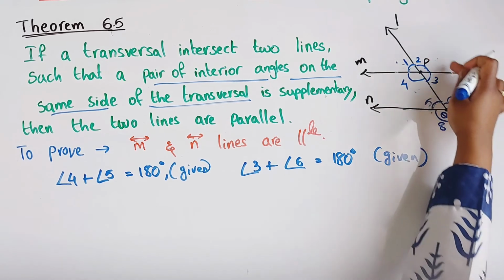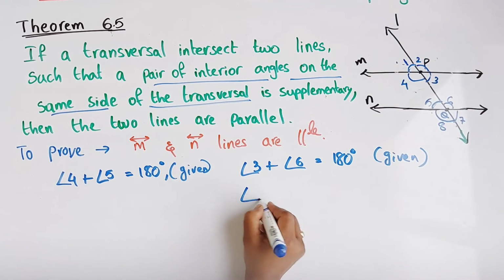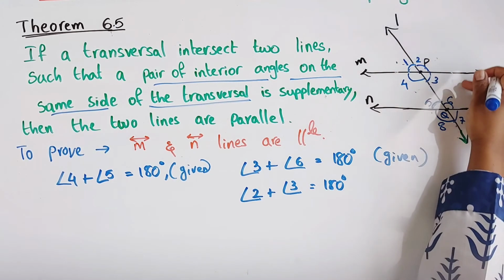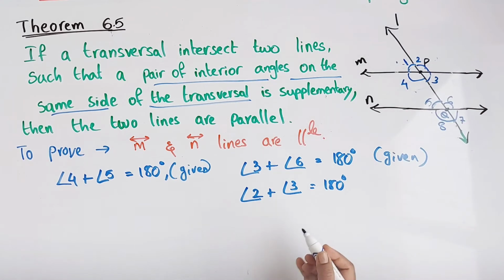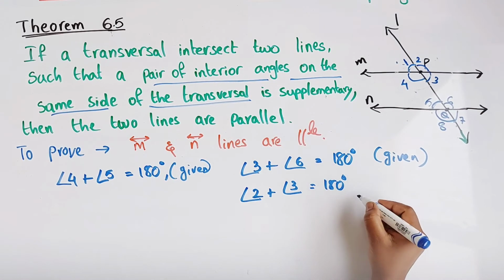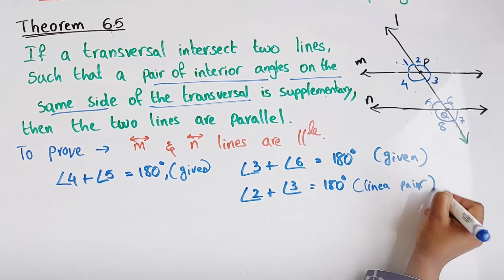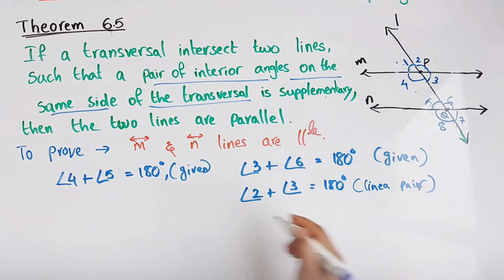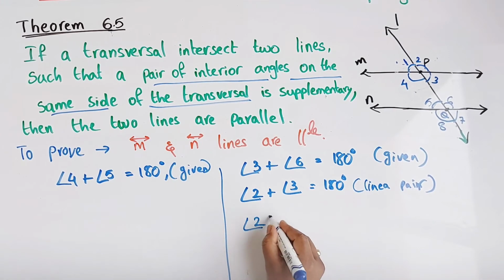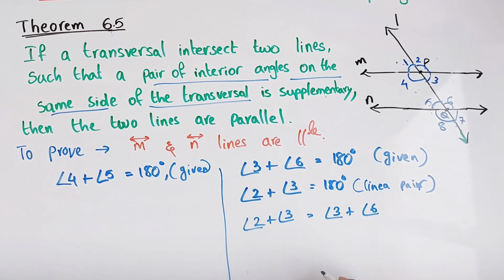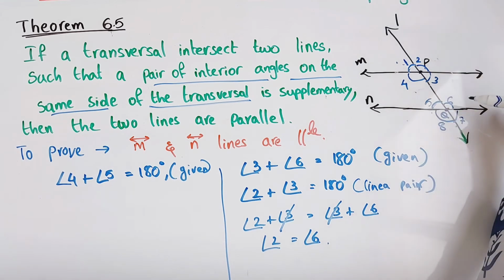If you observe, this is a linear pair. Angle 2 plus angle 3 equal to 180 degrees. Right, children? Here also 180 degrees, here also 180 degrees. This is a linear pair I am writing. I can make these two equations equal. So, angle 2 plus angle 3 equal to angle 3 plus angle 6. Correct. So, angle 3 will get cancelled. So, here angle 2 equal to angle 6. See here, angle 2 equal to angle 6.